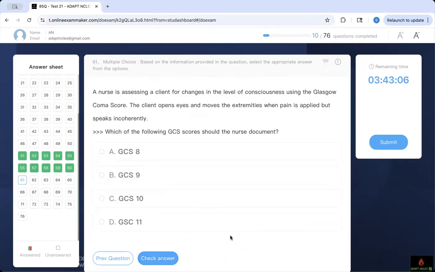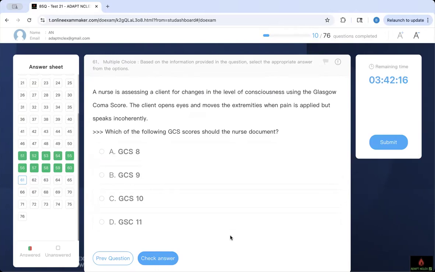And this is assessing a client for changes in level of consciousness using a Glasgow Coma Score. The client would open the eyes, move the extremities when pain is applied, but speak incoherently. What do you think? Which of the following GCS scores should the nurse document? You have to calculate it based on what the patient is doing. It's a mnemonic you can use to calculate GCS. You've got to find your E, your V, and then your M, right? Eyes and what? Motor function depends on pain.